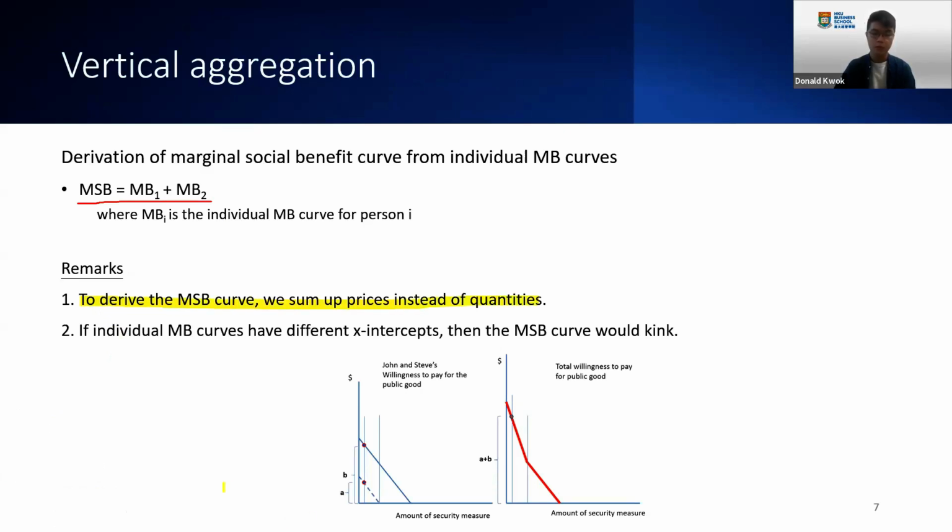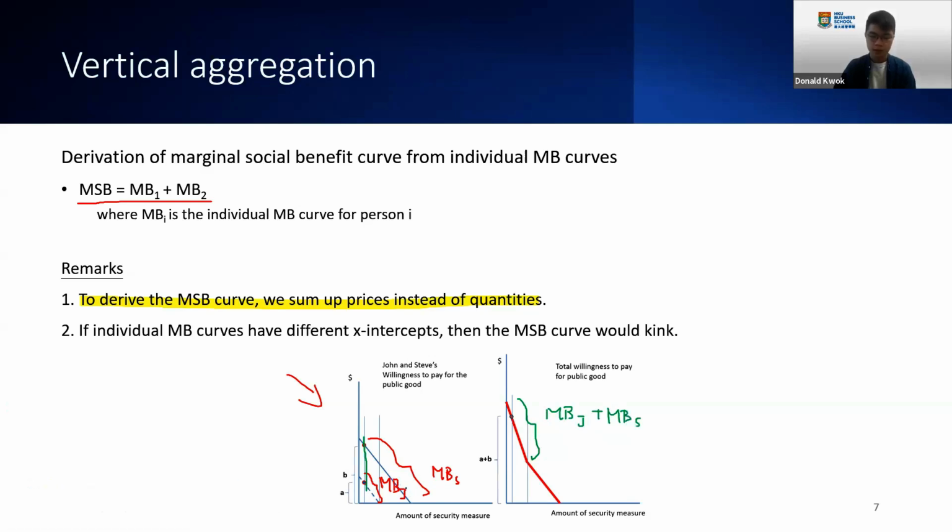And we also have the second remark. If individual MB curves have different x-intercepts, then the marginal social benefit curve would kink. Referring to the two diagrams here, suppose I call this the marginal benefit of John and this one the marginal benefit of Steve. When the quantity of the public good is low, at this level, both John and Steve perceive the good as having positive value. So this is why the marginal social benefit expression should incorporate both the individual benefits of John and Steve when the quantity is low.